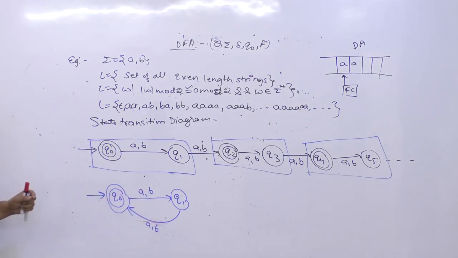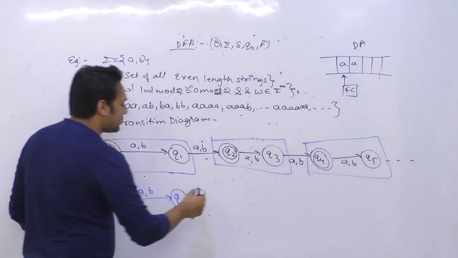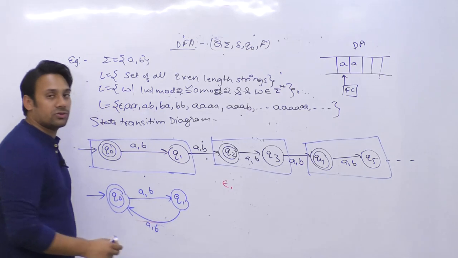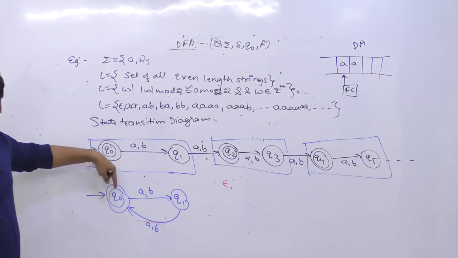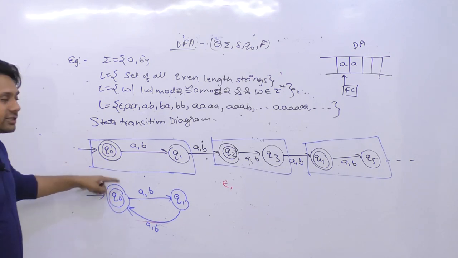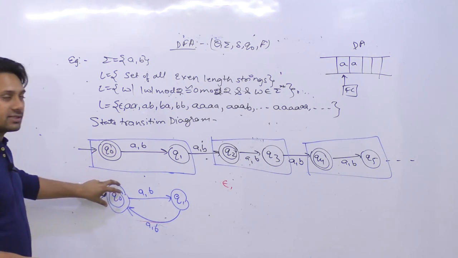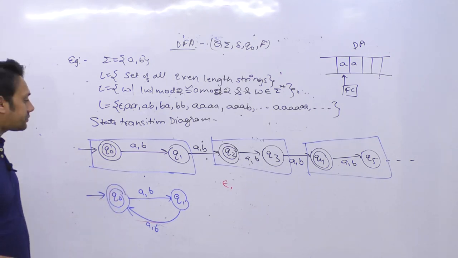So that means whenever you get an even length string, jab bhi aapke paas even length ki string hogi, you will always end up at the state Q0. Tab aapko hamesha state Q0 par hi end honge. For example, if I say I have a string which is epsilon, epsilon is an even length string. If I give epsilon to this automaton, we'll stay at the state Q0 only, and this is an accepting state because it is a final state.